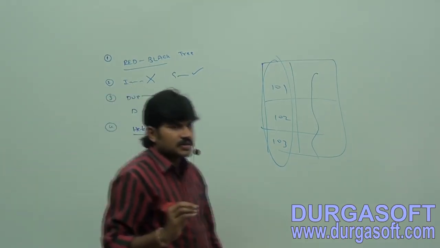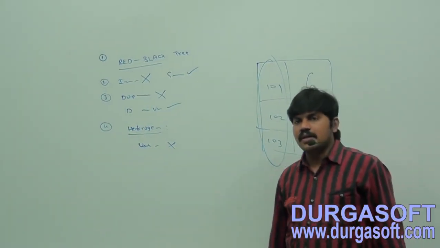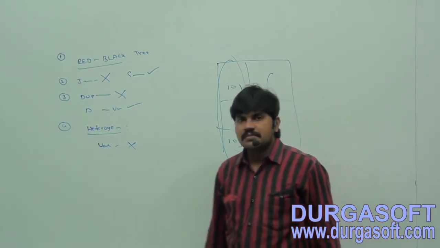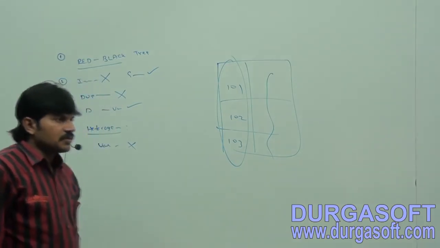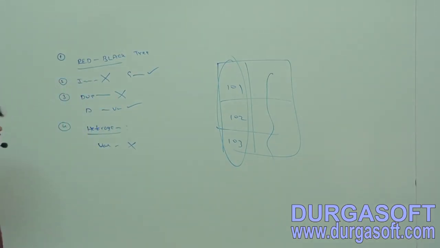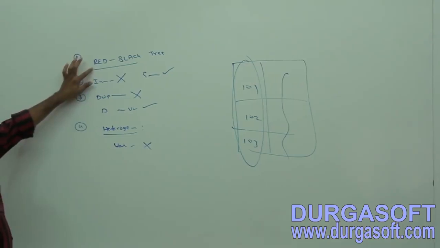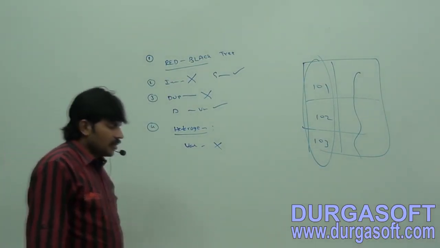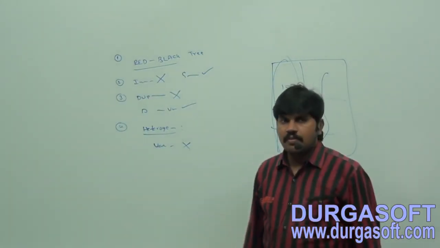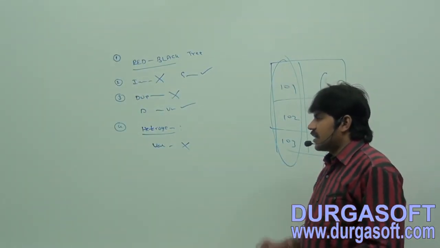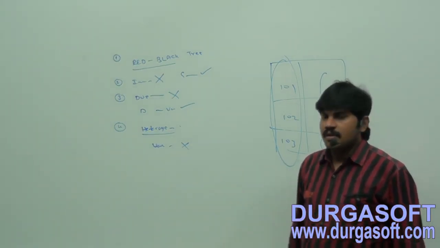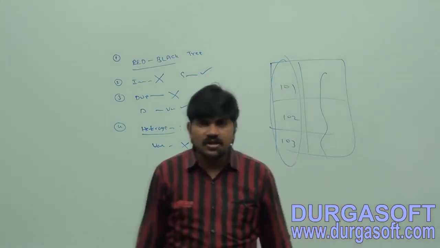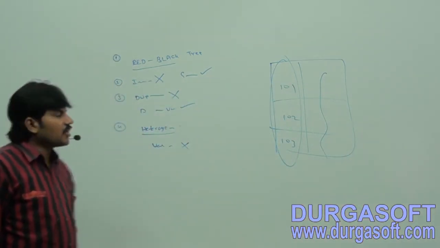The underlying data structure is red black tree. Next, second, insertion order is not preserved.